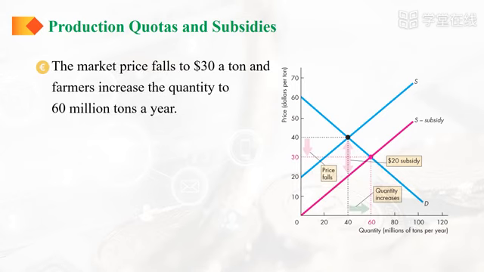A fall in price and increase in quantity produced. Number 2. The subsidy lowers the price of peanuts and increases the quantity produced. In figure 6.12, equilibrium occurs where the new supply curve intersects the demand curve at a price of $30 a ton and a quantity of 60 million tons a year.